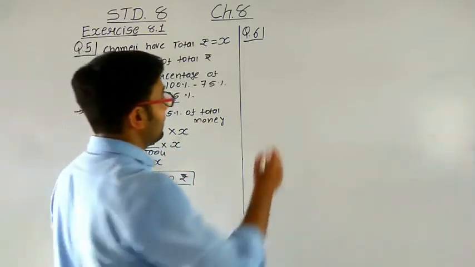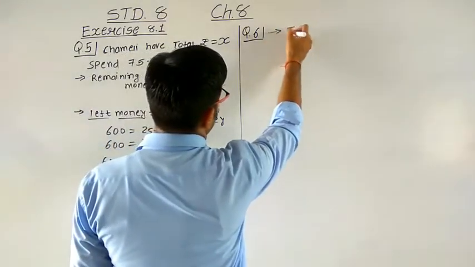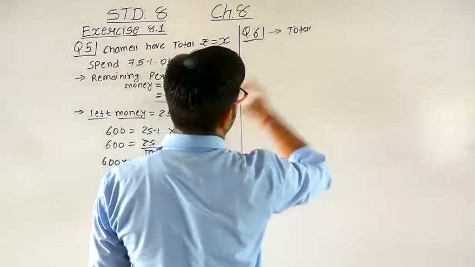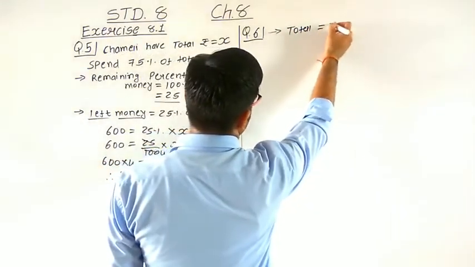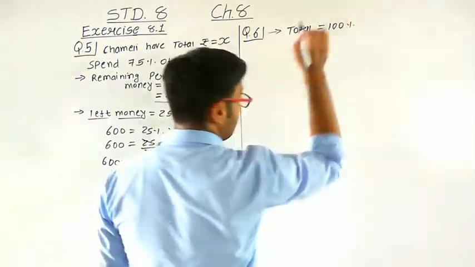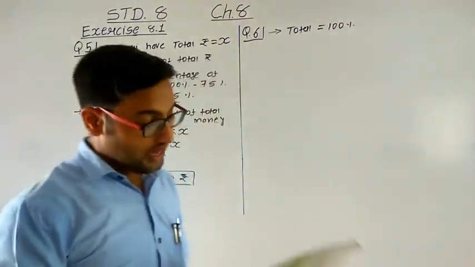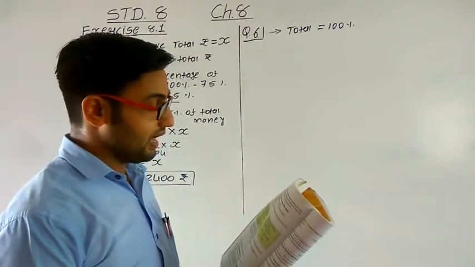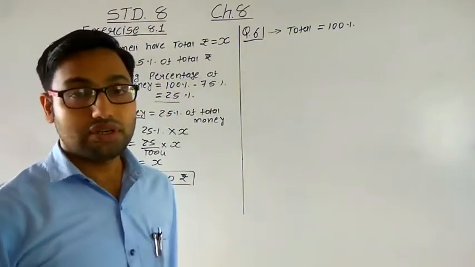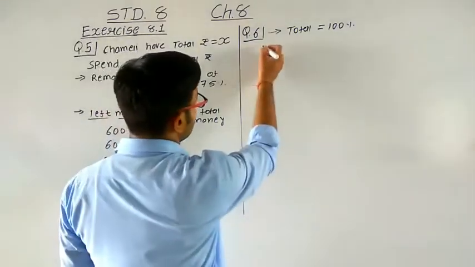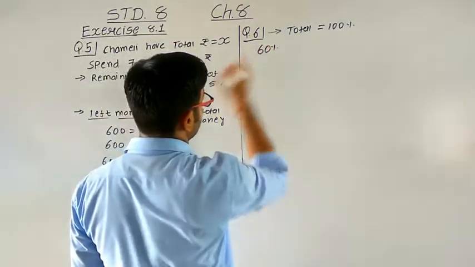So here we know that we can take the total as 100%. Whatever the quantity is, we can take it as 100%. Now out of that, how many people like cricket? 60% people like cricket. So 60% people like cricket.